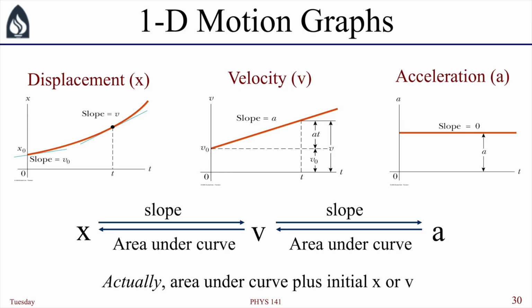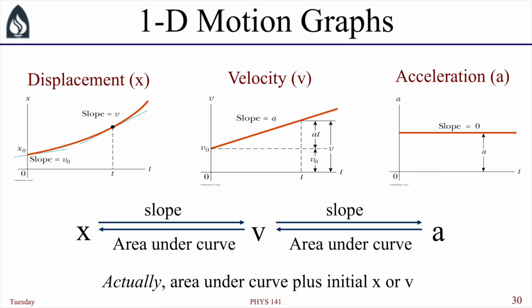So displacement, velocity, and acceleration are all related to each other. We've seen that velocity is a change in displacement with time, and acceleration is a change in velocity with time. The fact that they're related in this way means that their graphs are related too.